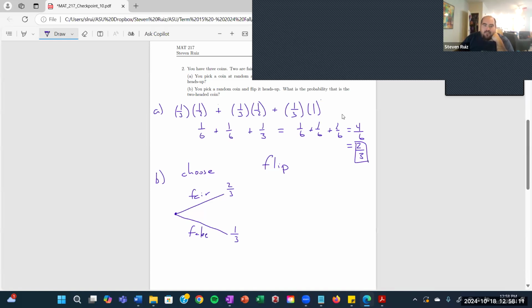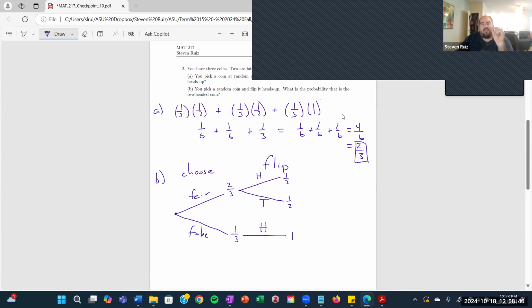Now I'm going to flip the coin. If I flip a fair coin, I could land on heads, I could land on tails. I need to be consistent and put the result on the branch: 1/2, 1/2. And with the fake coin, what can happen? Only one thing. All right, we've built a tree diagram.